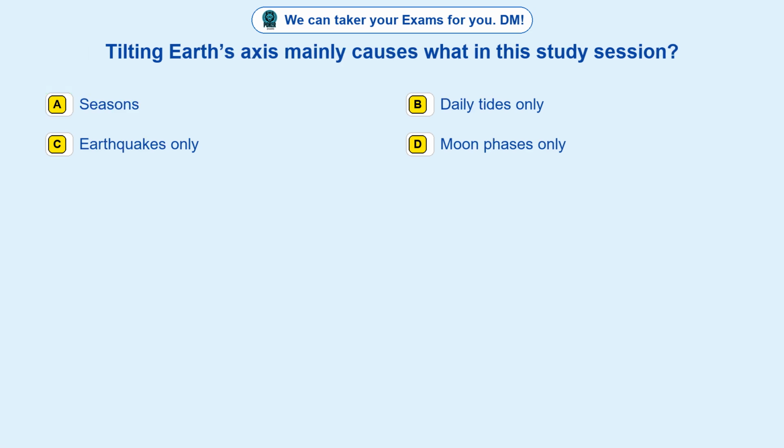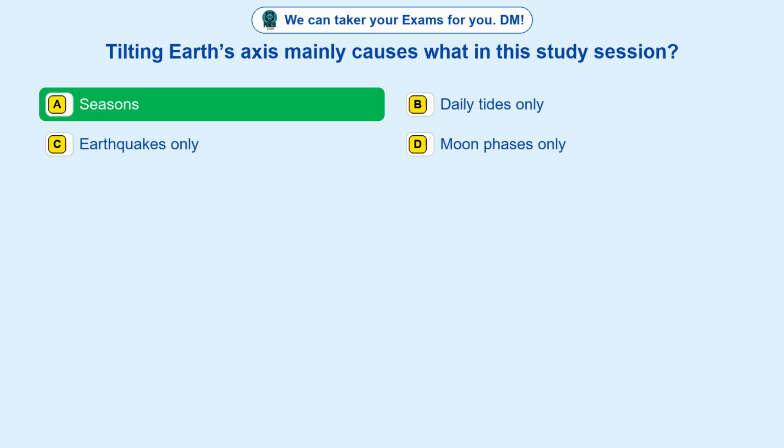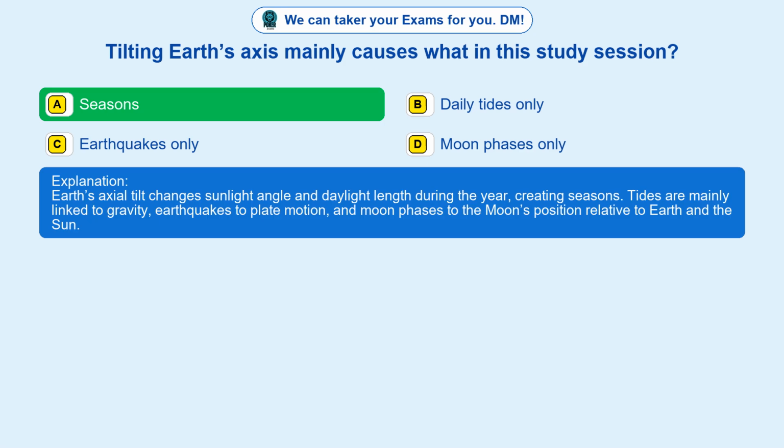Question 89. Tilting Earth's axis mainly causes what in this study session? Option A, seasons. Option B, daily tides only. Option C, earthquakes only. Option D, moon phases only. The correct answer is option A. Seasons. Earth's axial tilt changes sunlight angle and daylight length during the year, creating seasons. Tides are mainly linked to gravity, earthquakes to plate motion, and moon phases to the moon's position relative to Earth and the Sun.